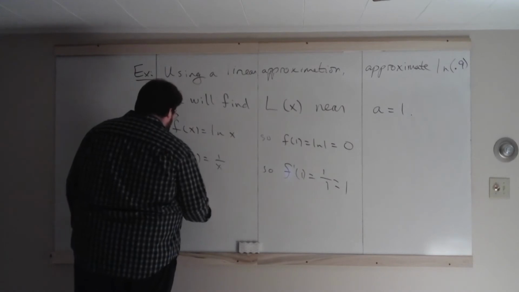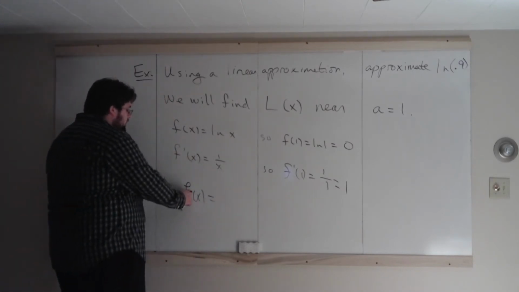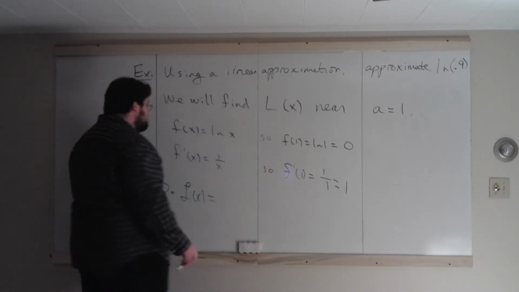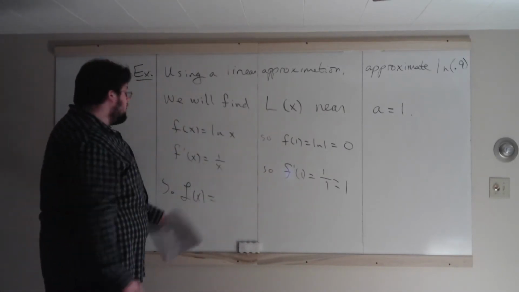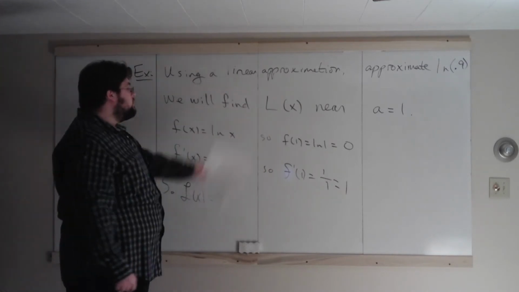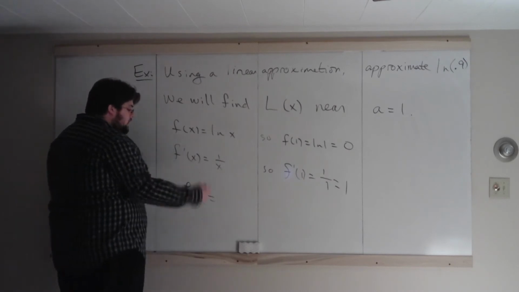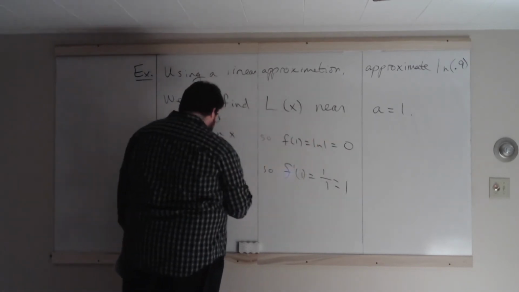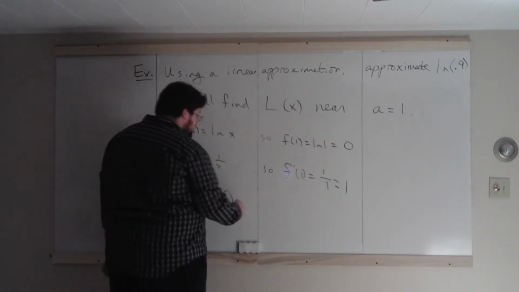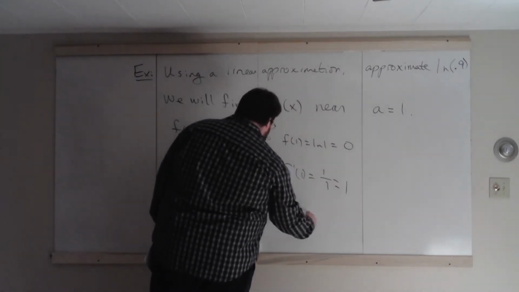So L of x. When I'm doing this, I flip between the cursive L and the non-cursive L. They are the same. Sometimes I like using this. Sometimes I like using that. I don't think too much about it. But L of x is f of 1, which is 0, plus f prime of 1, which is 1, times x minus 1.